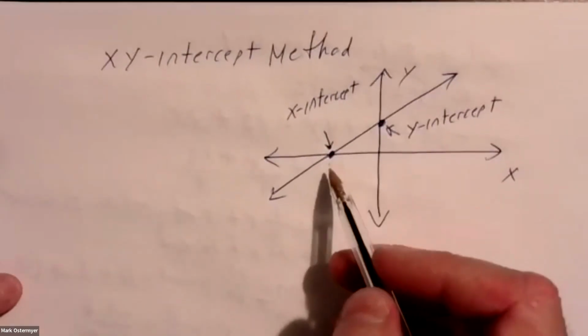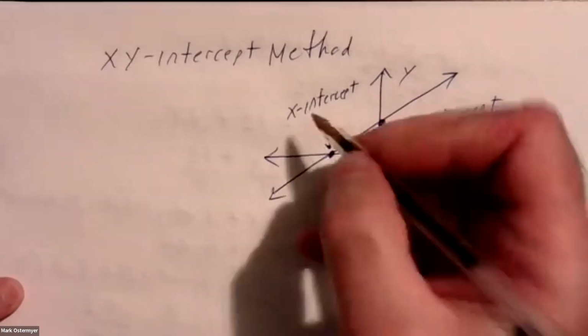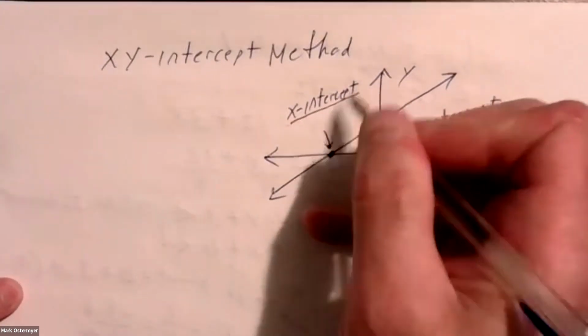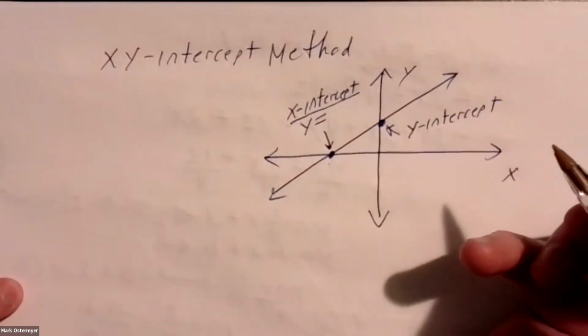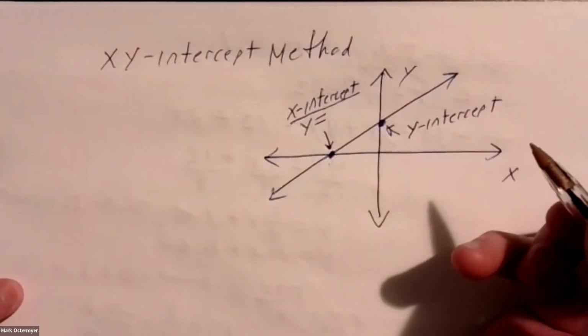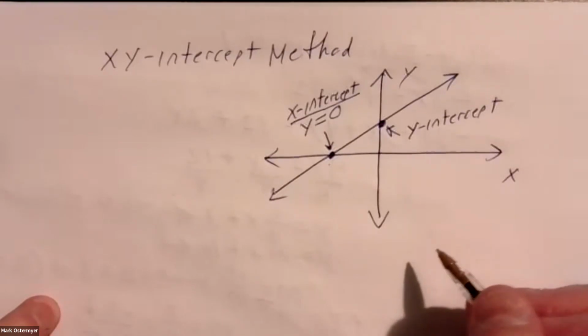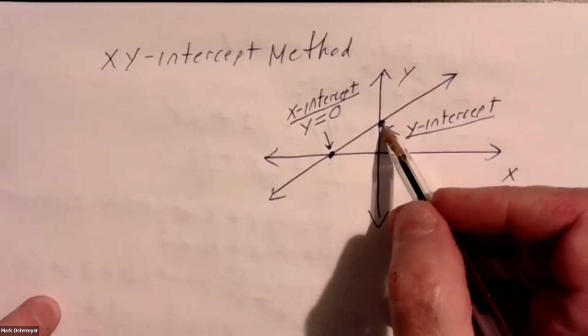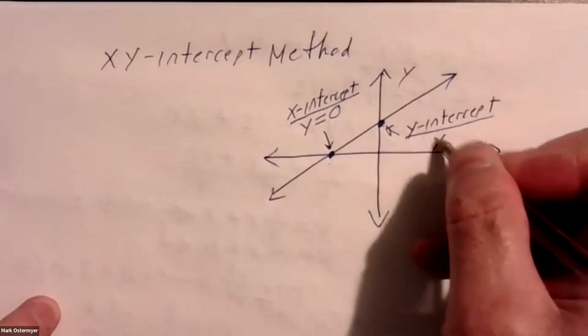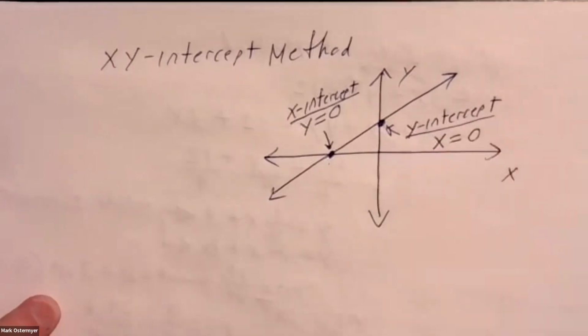Now, an x-intercept is always a point that lies on the x-axis, and because of that, its y-coordinate has got to be equal to what always? Y has to be equal to what for an x-intercept? 0. Has to be 0. Otherwise, the point's not going to be on the x-axis. A y-intercept is always a point that lies on the y-axis, and because of that, the x-coordinate of a y-intercept must always be equal to 0.